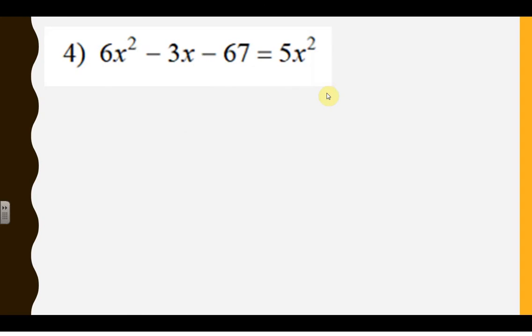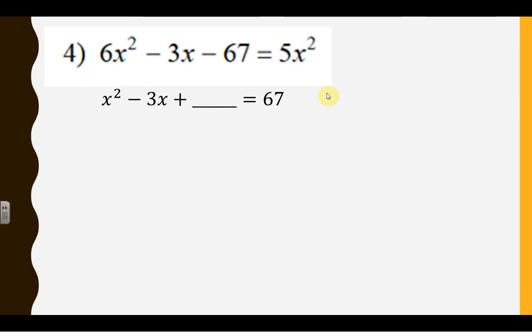Okay, we're going to skip number 3 for now. Why? Because trust us. We're going to go back to it. So go to number 4. Get all your x's on one side, leave a space. Put everything else on the other side, leave a space. Now this was nice because when I moved that 5x squared term over, I lost my coefficient in front of x squared. But you still would move your 67 over.